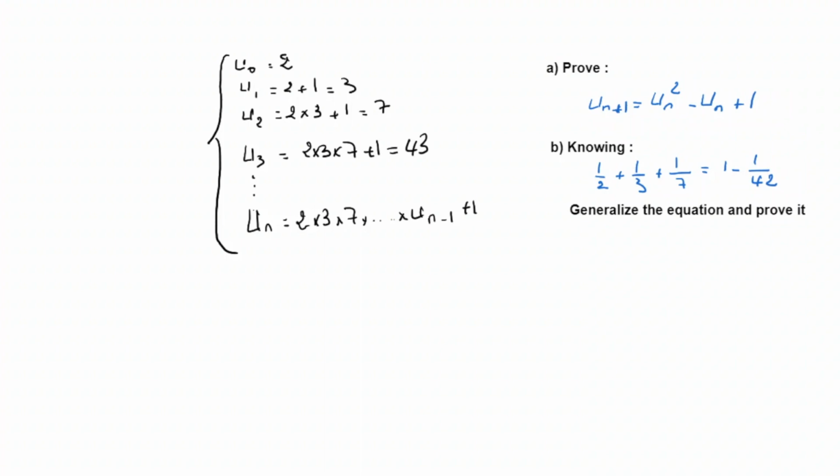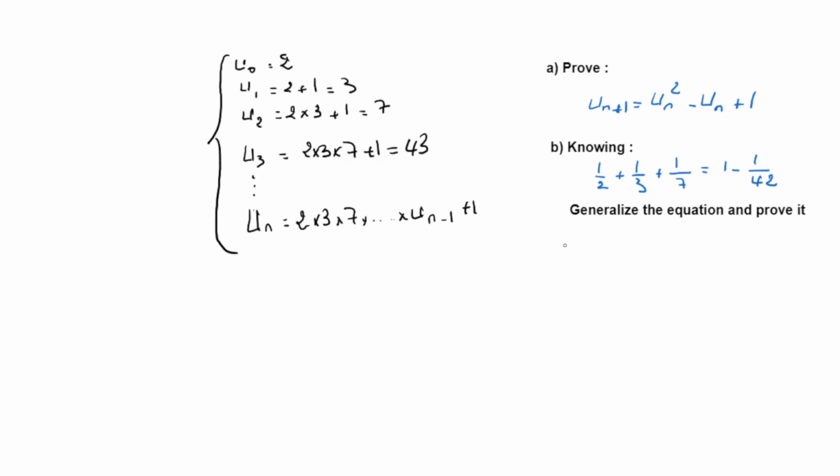We're trying to generalize this equation in form of n and prove it by recurrence. So here we can see, we can generalize this equation. Here we can see that we have 1 divided by U0 plus 1 divided by U1 plus 1 divided by U2 is equal to 1 minus 1 divided by 42. 42 is 43 minus 1, which is U3 minus 1.